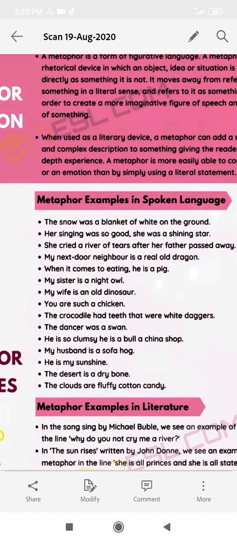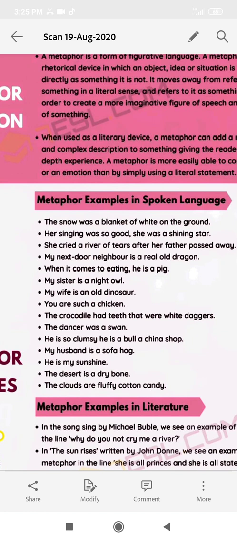So directly referred another thing. ડાયરેક્ટલી મેં આનું કમ્પેરિઝન કર્યું છે, સ્ટ્રોંગ કમ્પેરિઝન. બરોબર, so it is metaphor figure of speech. Now say the next one.